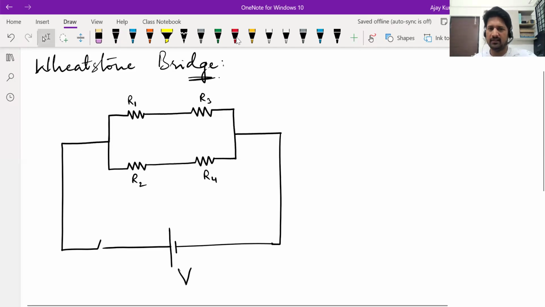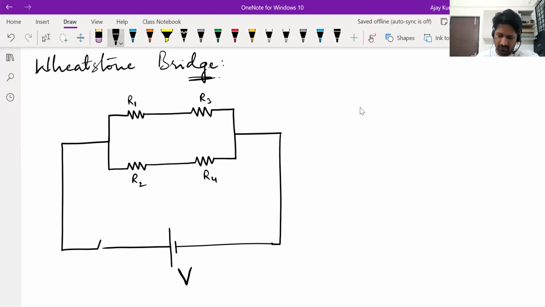We are still dealing with ideal cells only. So let's say its EMF is V. When you close the switch, we know current will flow. Since there's only one battery, no other source of EMF in the network, current will flow out of the positive terminal. It enters this junction and splits along these two paths. Some current goes in the upper path and some in the lower path. Let's call the current going that way I1 and the current going this way I2. Total current is I.